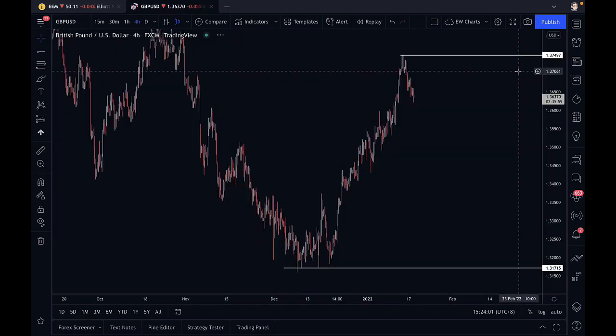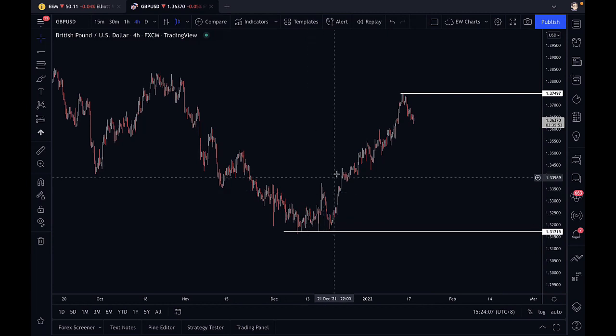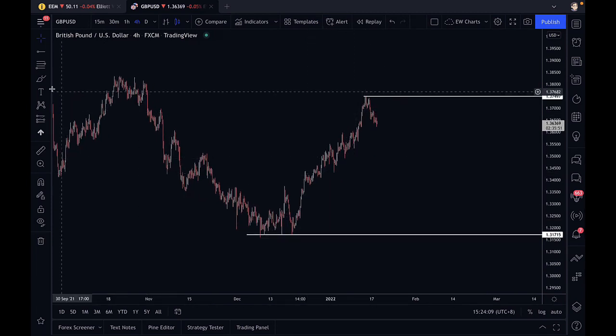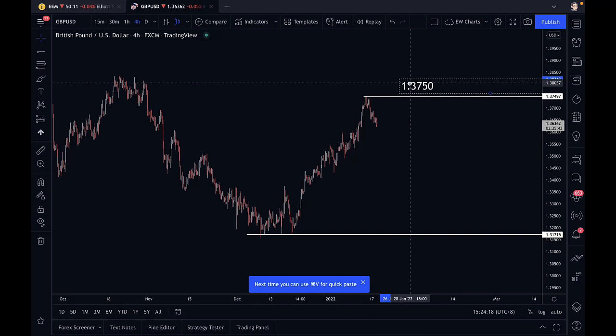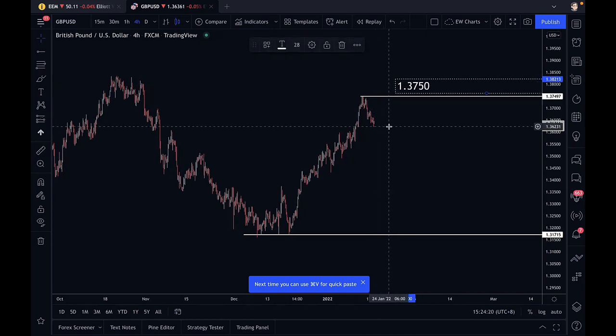Now another one that we're going to be covering here is pound dollar. Pound dollar recently had a very nice push to the upside. However, after reaching the high at somewhere around 1.3750, the market gave us a reaction and started rejecting to the downside.